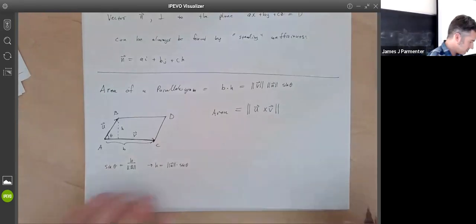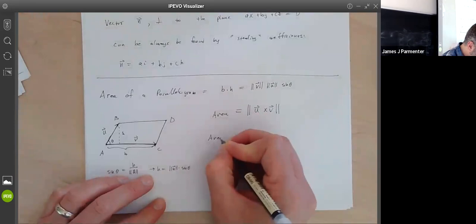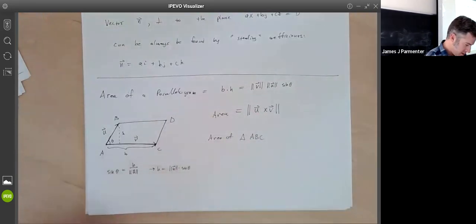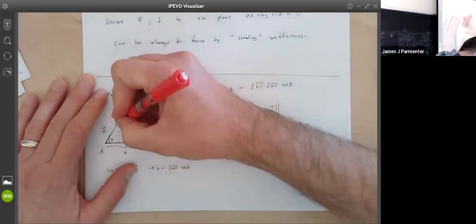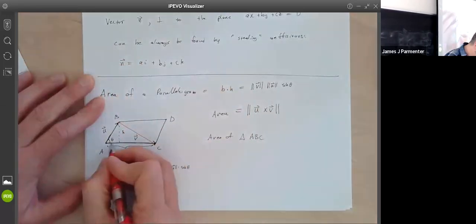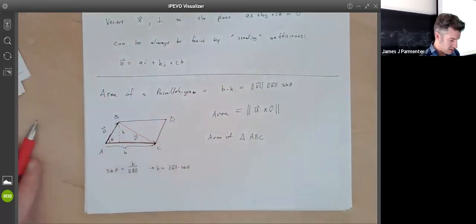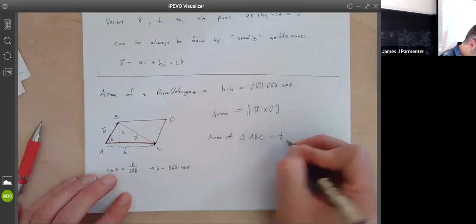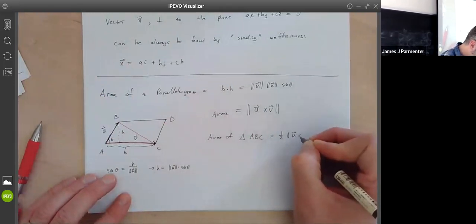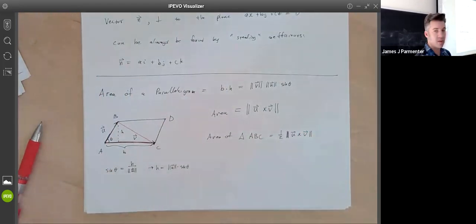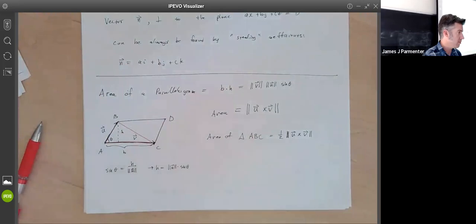So the area of a parallelogram is the magnitude of u cross v. And also interesting, the area of triangle ABC. If we look at this triangle here, that's definitely half the area of the parallelogram. So it's just 1/2 the magnitude of the cross product. And direction order doesn't matter, u cross v or v cross u, because if you're taking the magnitude of it, it's going to be positive. So you don't have to worry about getting it the right way or the wrong way.